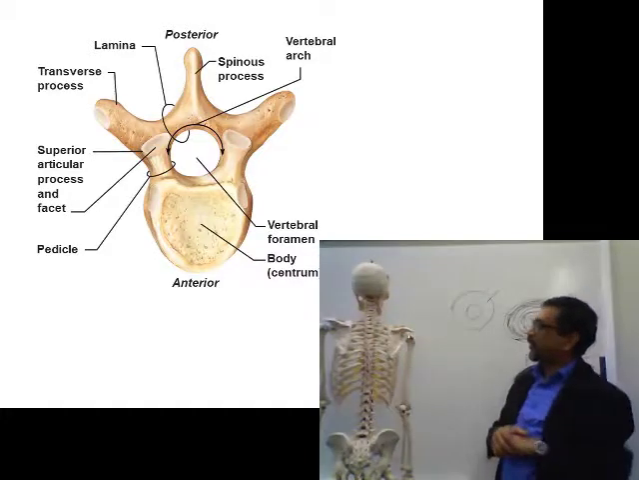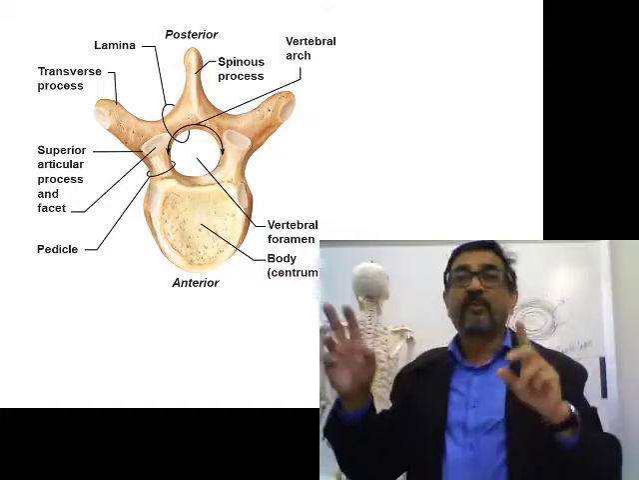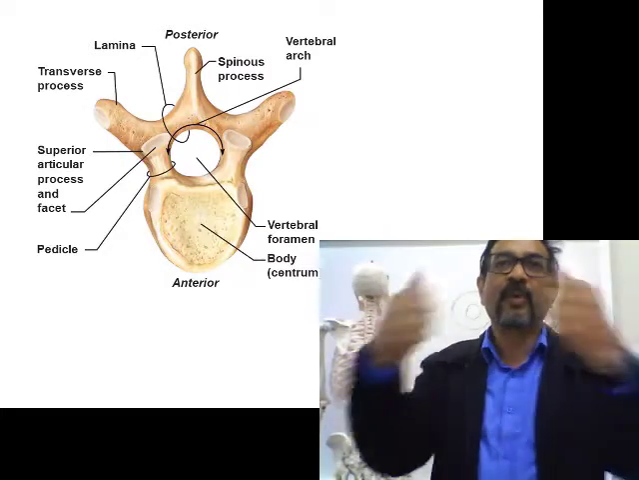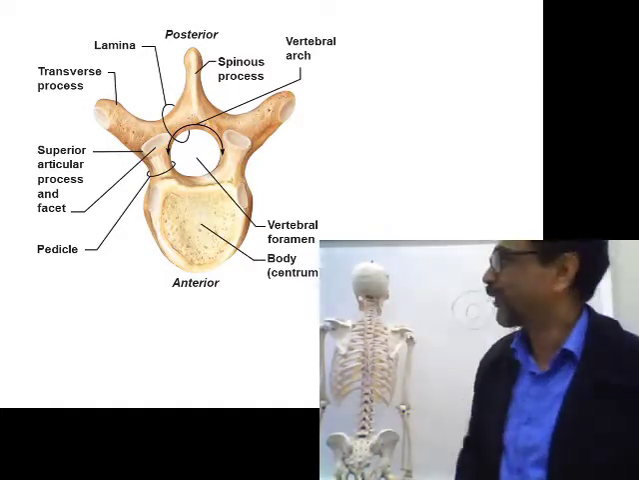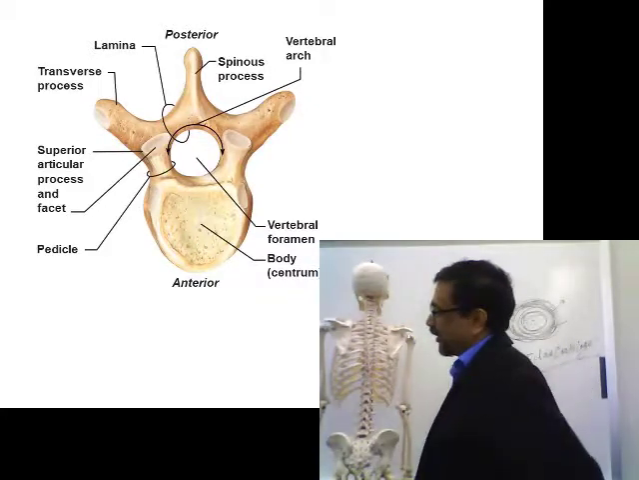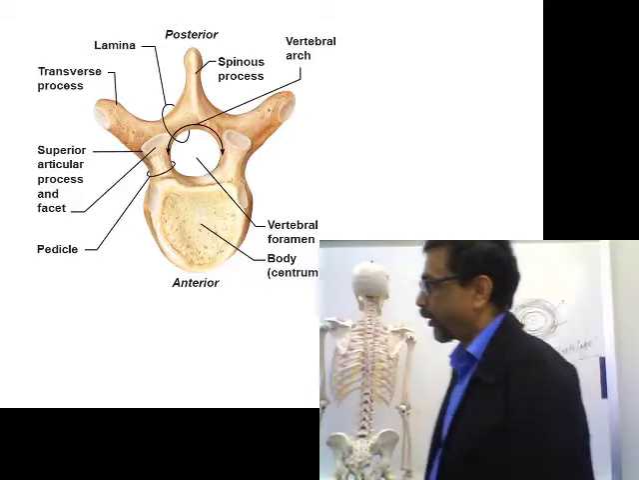Okay. So those are 4: 2 superior, 2 inferior articular processes. Articular means joint. They join to each other. So those are 7 processes in a typical vertebrae.